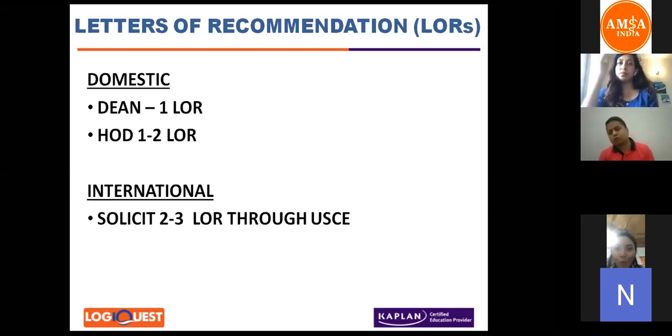And anyway, through the US clinical experience, you can always solicit at least 2 to 3 letters of recommendation by doing the electives or the clerkship program. So this is how you should be balancing your application.